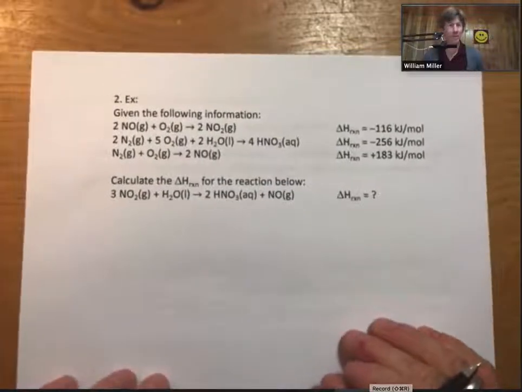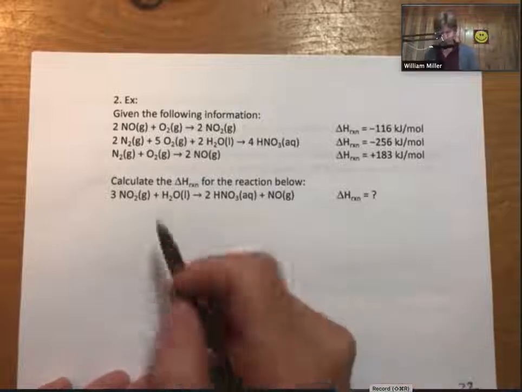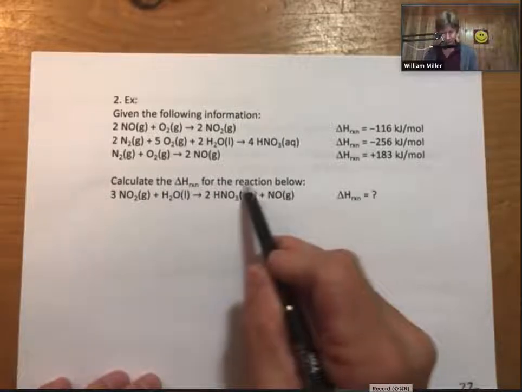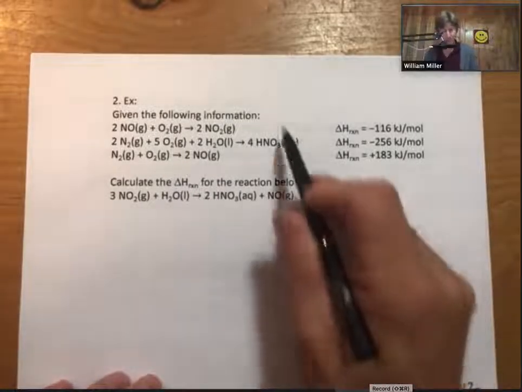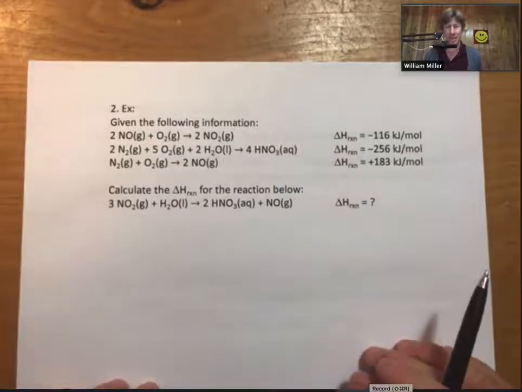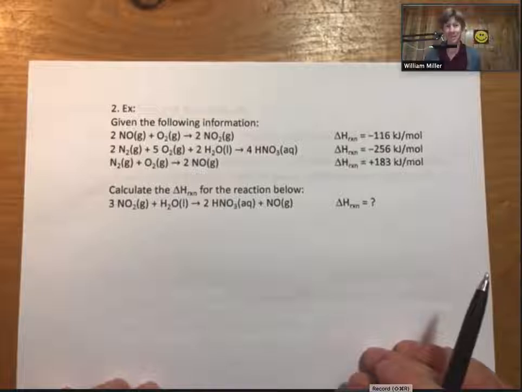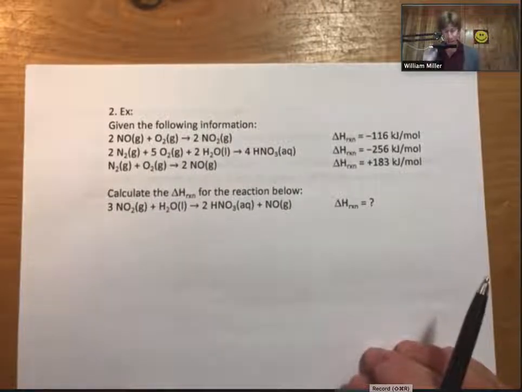Here's another puzzle. Here's another Hess's law problem. It says, calculate delta H reaction for the reaction here based on three reactions now. So this is a more complicated example, a more complicated puzzle. Same idea though. I'm going to work this one.